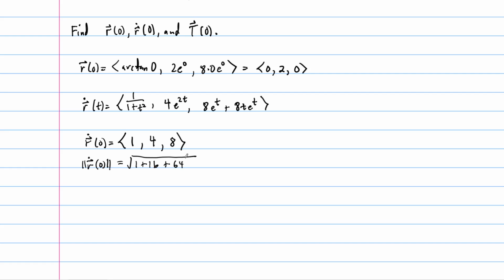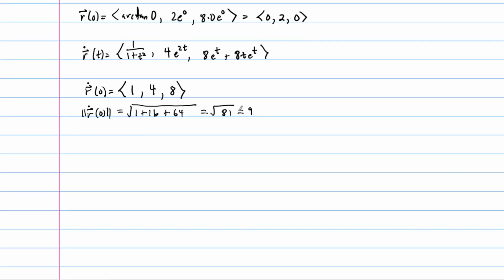So this is going to be given by this, which is the square root of 81. That's 81, so that's obviously 9. So there is our speed. The speed of this particle at this point is 9.